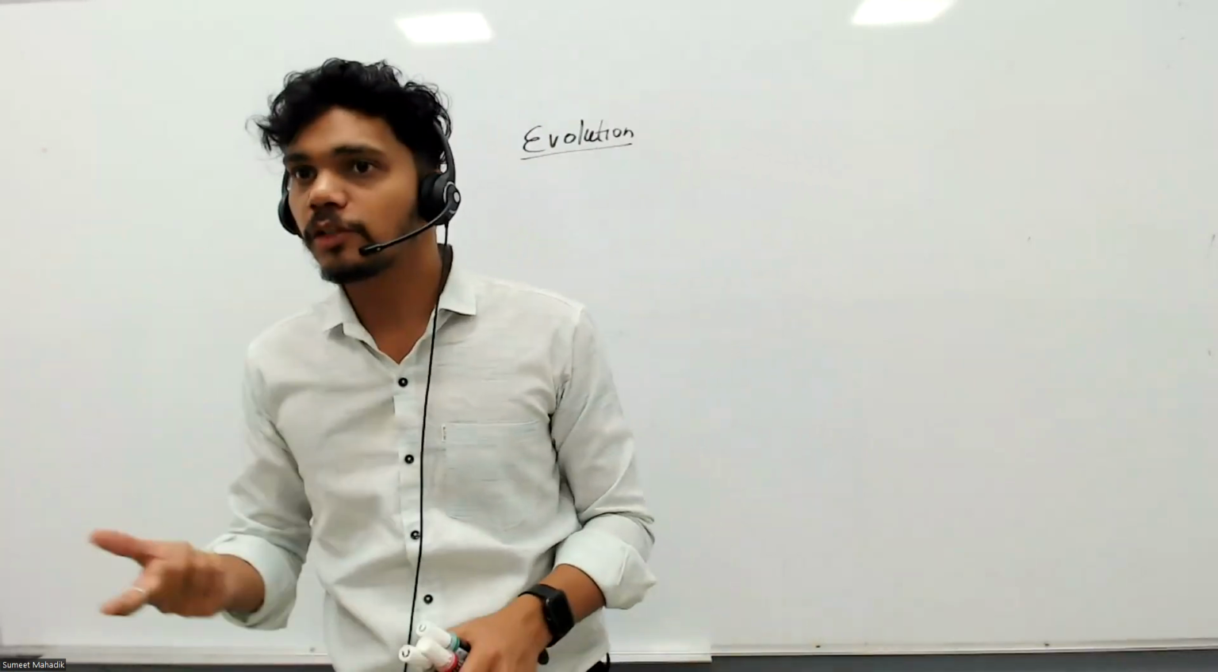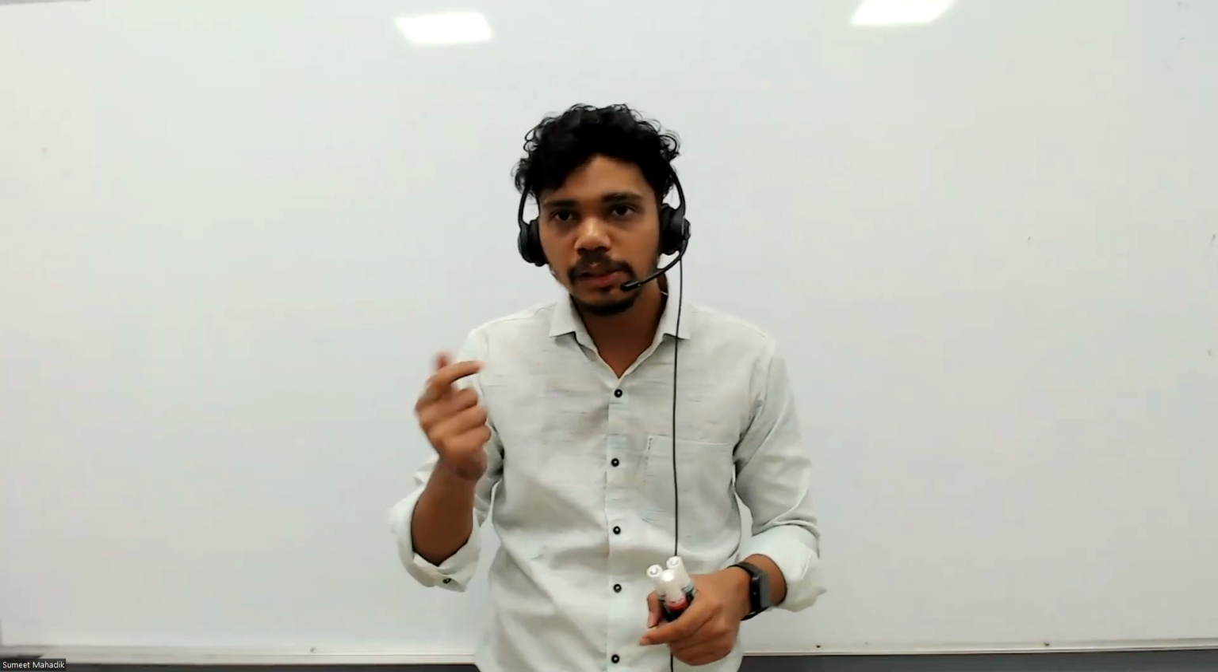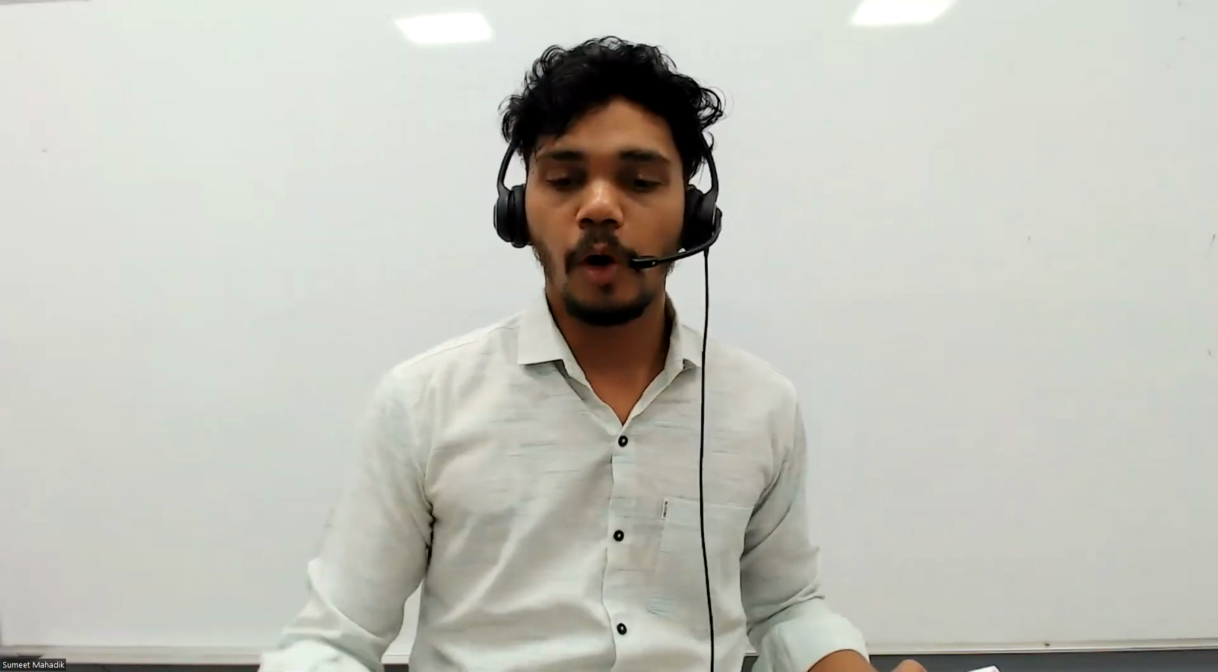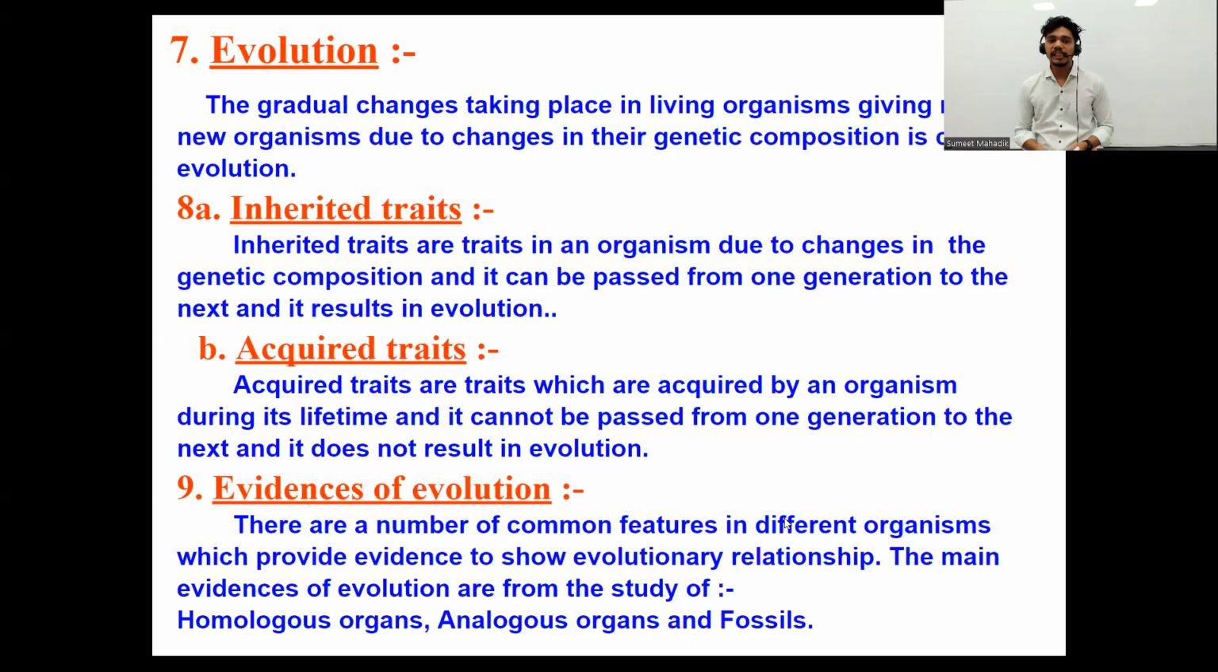So evolution is a what? Slow process. Adaptation is what? Quick process. What is adaptation? Getting adapted to the environment. That is adaptation. But evolution, to be evolved, you need a lot of time. Okay, so let's focus on the things. So what is evolution? A gradual change taking place in a living organism.